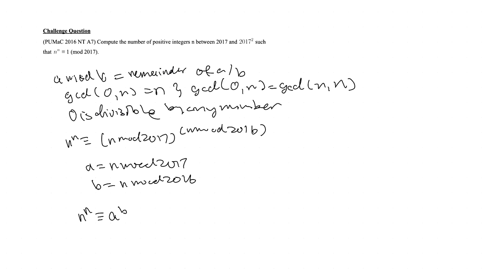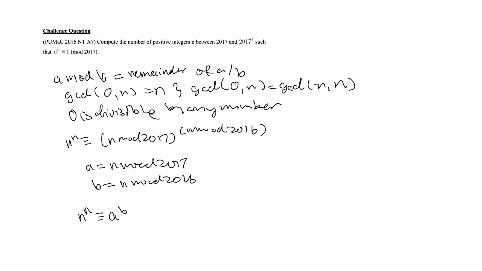And what a bijection is, is a one-to-one correspondence. So every single number n can correspond to a pair of A and B, and every single pair of A and B will correspond to a number n. So we've shown the first part.